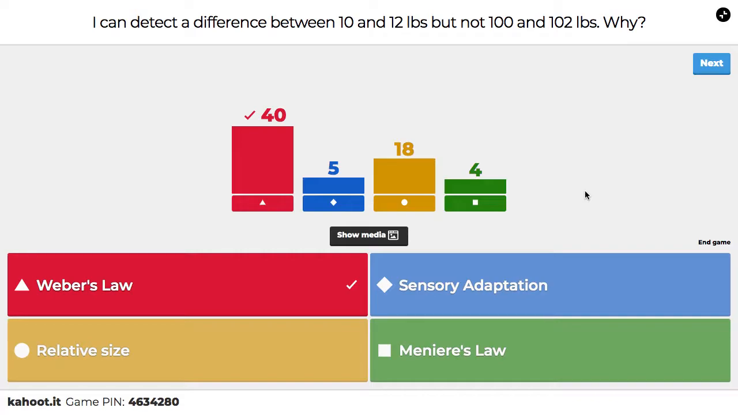So Weber's law has to do with difference threshold. Difference threshold is when we first detect a change in stimuli. Weber's law says that it has to be proportionate. It's not going by a set amount. So between 10 and 12 pounds, I can probably tell the difference, but I'm going to need more of a difference to tell 100 and 102.